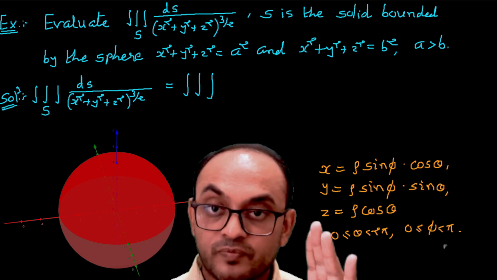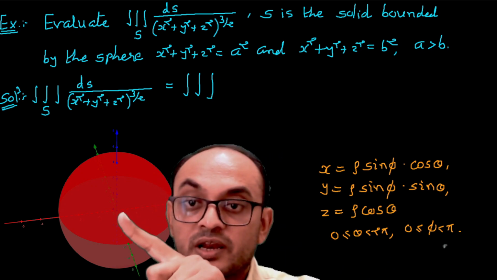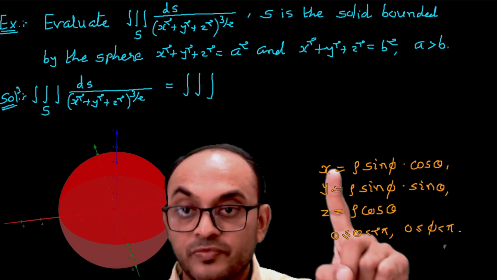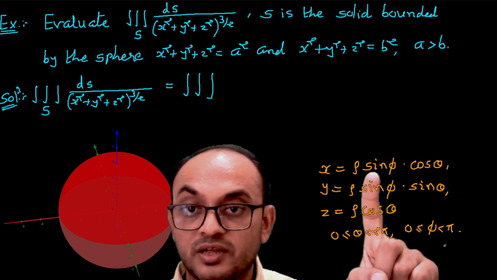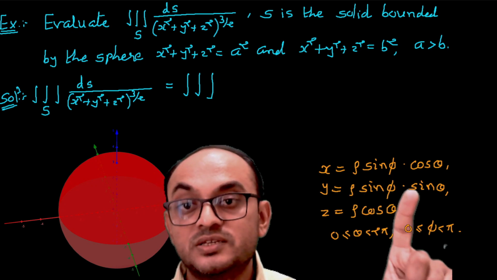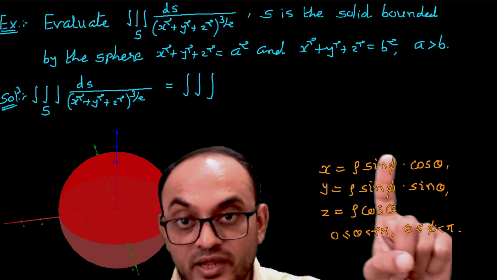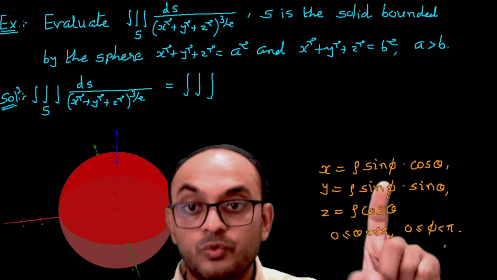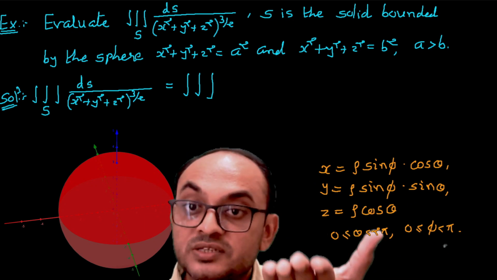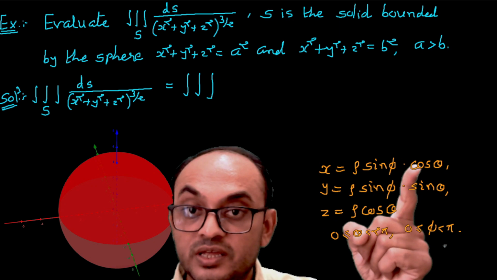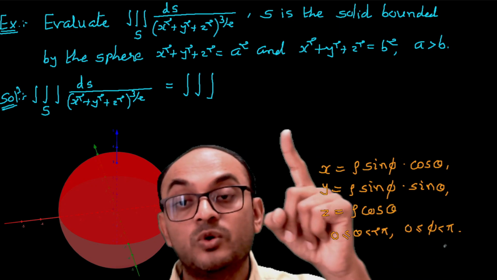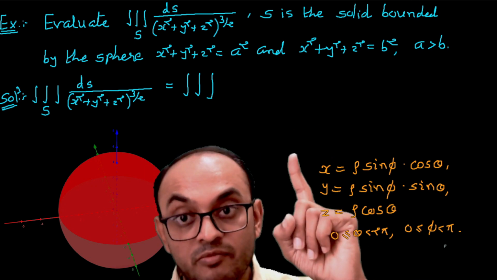Is that clear to everyone? So what is the radius? The radius of this sphere from the center to here is rho. So x is equal to rho sine phi cos theta, y is equal to rho sine phi sine theta. These are x and y, which is our given circle on the xy plane. That's why here we have cos theta and sine theta. Remember, x is equal to r cos theta, y is equal to r sine theta.